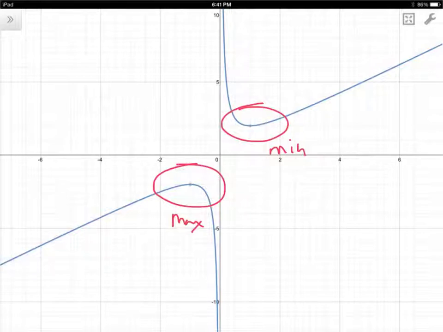So hopefully this has given you an introduction to using that first derivative test to find these extreme values. Get the critical points, break up your interval, make a sign diagram, and then interpret the sign diagram to find your maximum values.